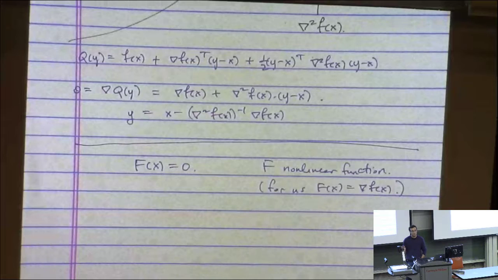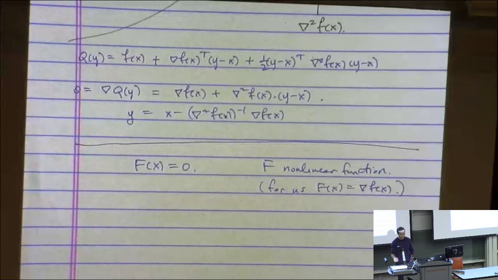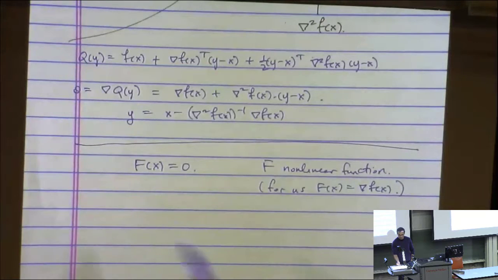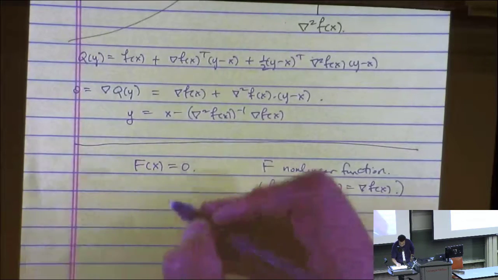Right? Because if f is a smooth convex function, then minimizing it is the same as setting its gradient equal to 0. So solving this system is the same as minimizing our function. So Newton's method works as follows.